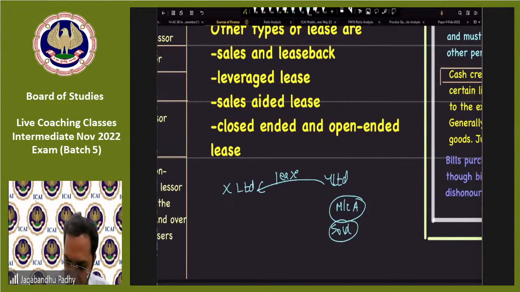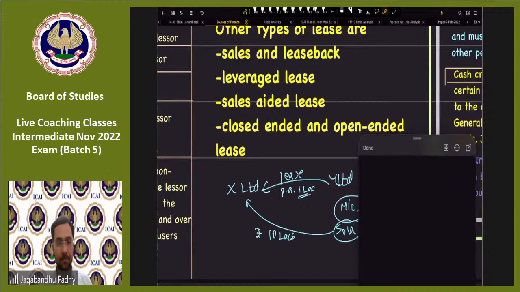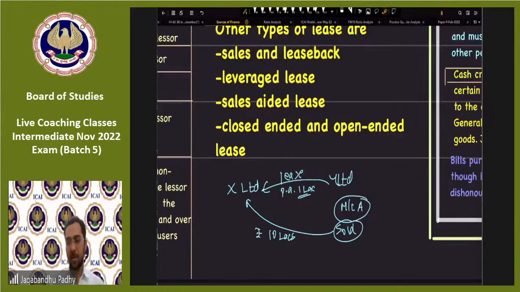Okay, so company X sold it and would have received, let's say, 10 lakh rupees, against which Y Limited is leasing back the asset to X Limited against a per annum rental of maybe 1 lakh. So this is a financing arrangement in which one company sells its asset to another company, and in turn it receives the asset back, but not as an owned asset, but as a leased asset.